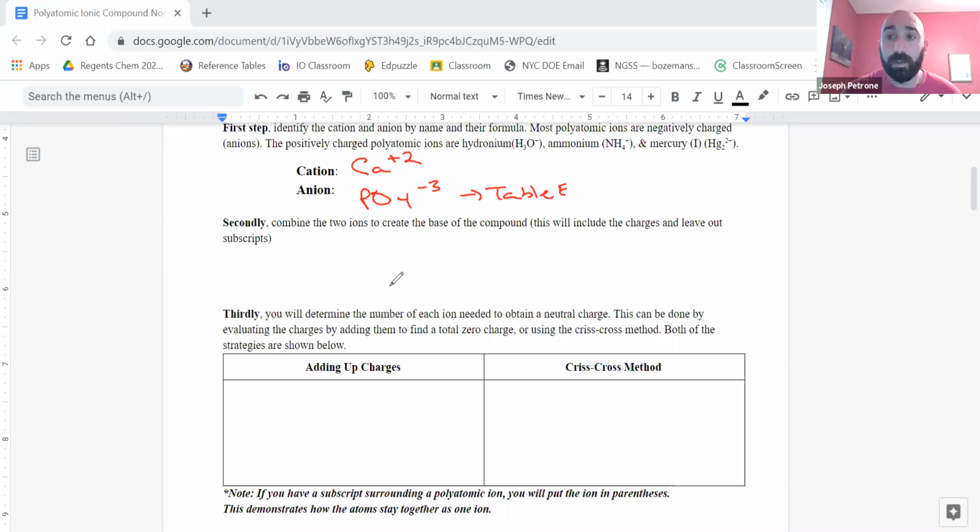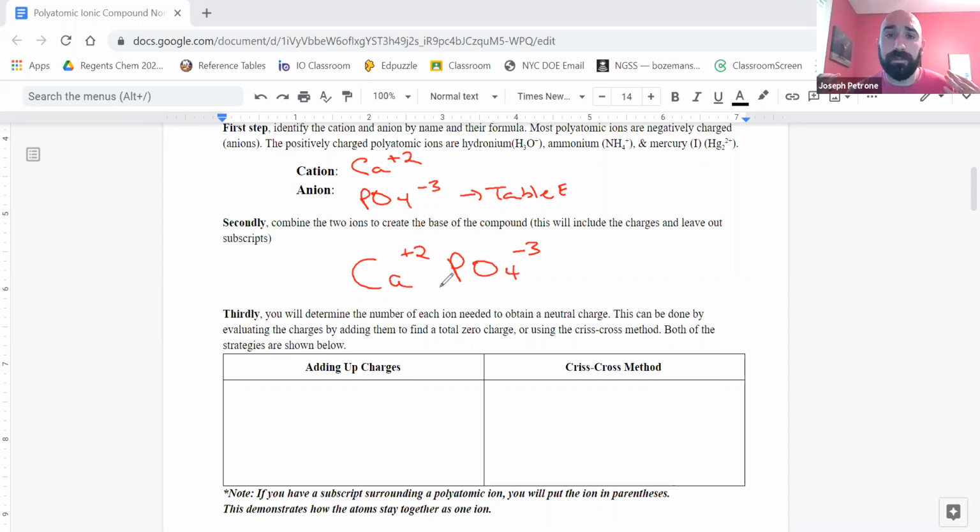Okay, so we're going to combine this to create the base of this formula. So like in the other ionic formulas that we've looked at, the metal comes first, the cation itself comes first, so calcium, and we're going to keep the +2 charge up here. And the anion, so phosphate, comes next with its -3. So this is going to be some iteration of CaPO4.